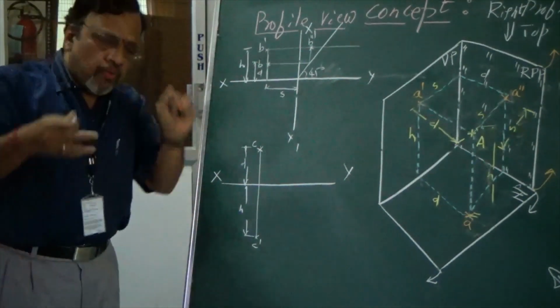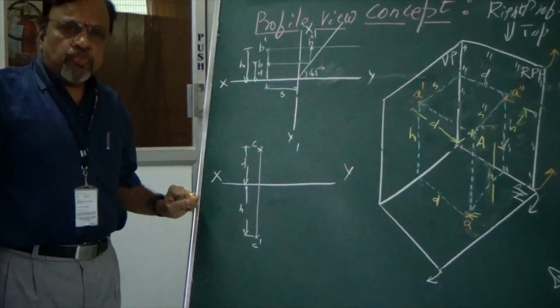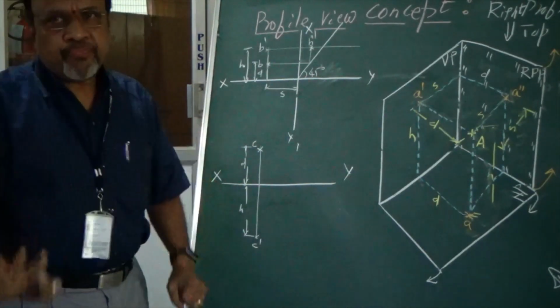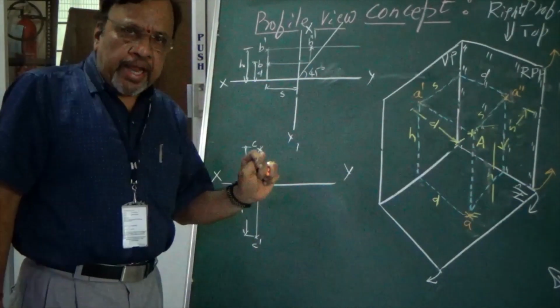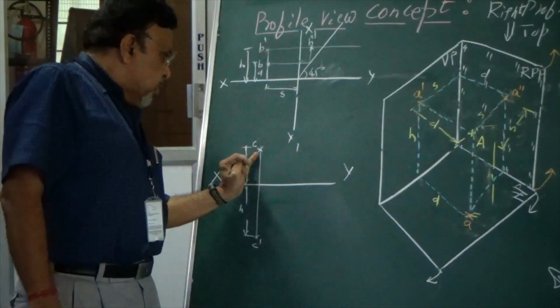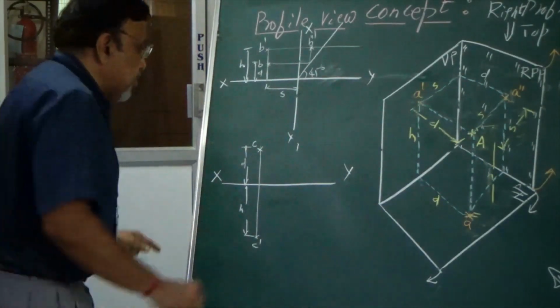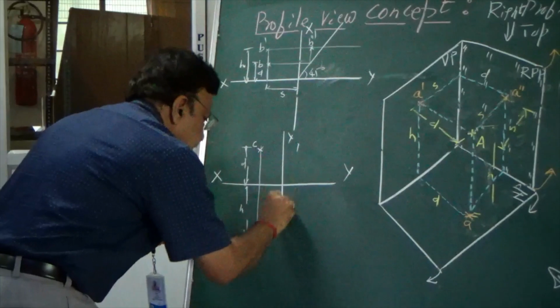Now let us also consider that we want to project it onto my right profile plane. If I say right profile plane, that particular plane should be to the right side of the top view and front view. Now let me consider this X1, Y1.